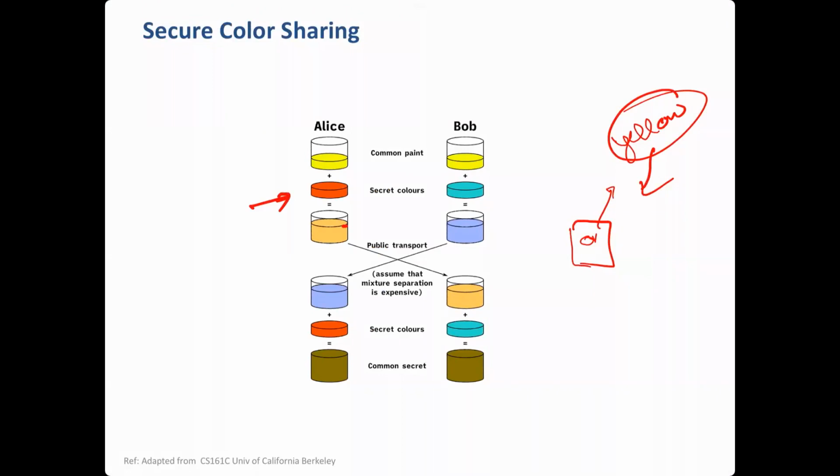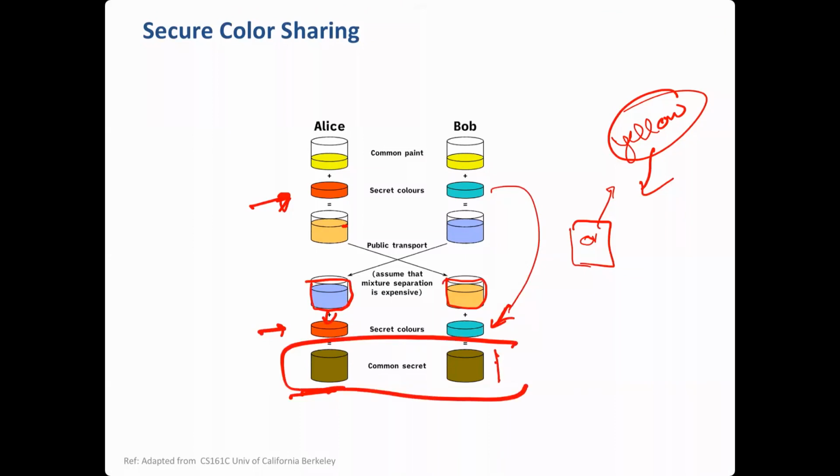Because the number of colors can be very, very large, there is no direct way of finding out what would be the secret color. Once Alice receives this color from Bob, she adds her private color, which is red, and gets this color here, which is kind of brown. Similarly, Bob receives this orangish color from Alice, adds his own private color, and gets this color, and then both of them have the same color.